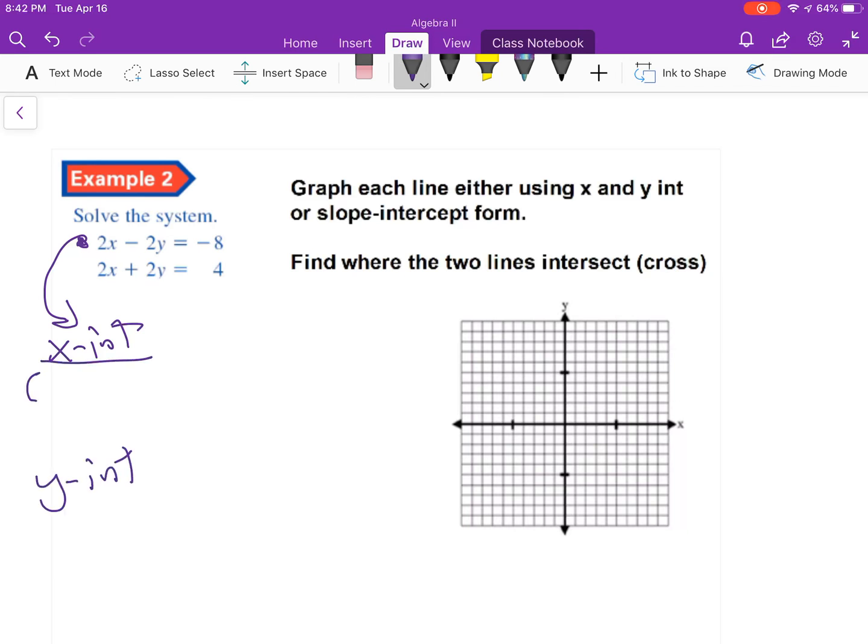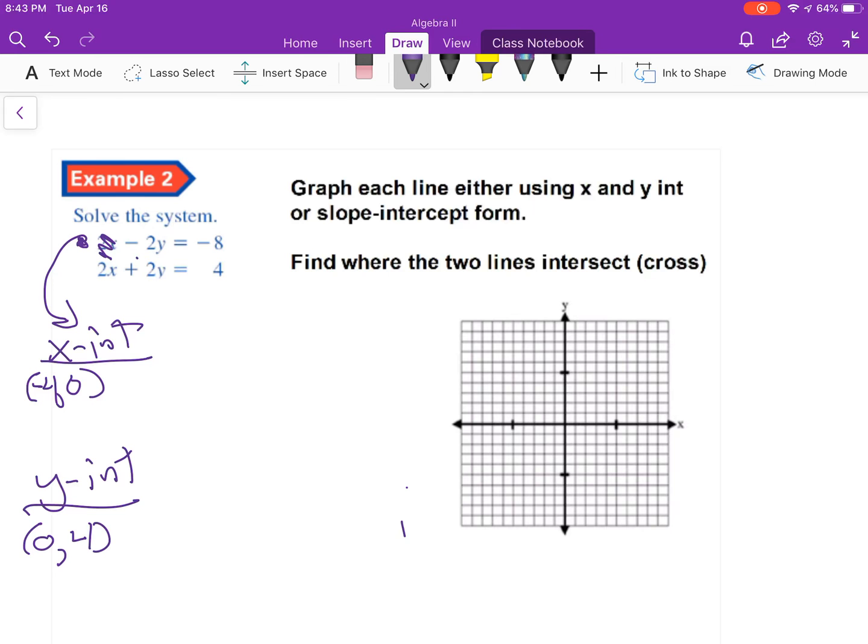So the x-intercept is putting 0 in for y. It's basically like taking that out and solving 2x equals negative 8. Divide by 2, and I get x is negative 4. If I want to find the y-intercept, now it's (0, something), so the x goes away. Divide by negative 2, and I get y is positive 4.